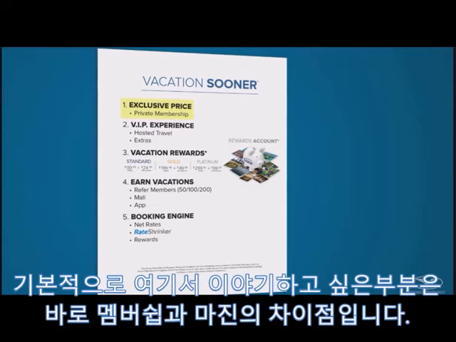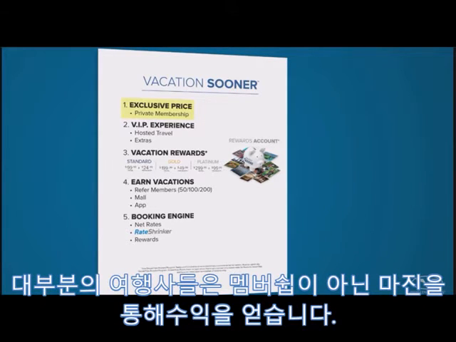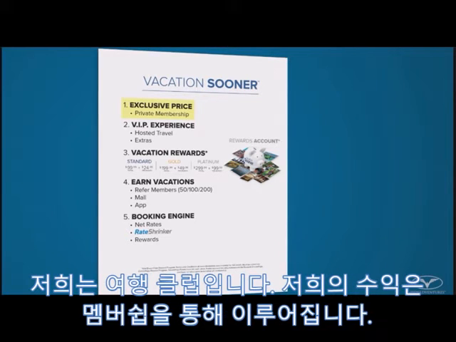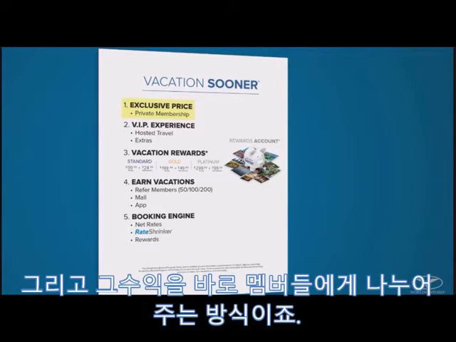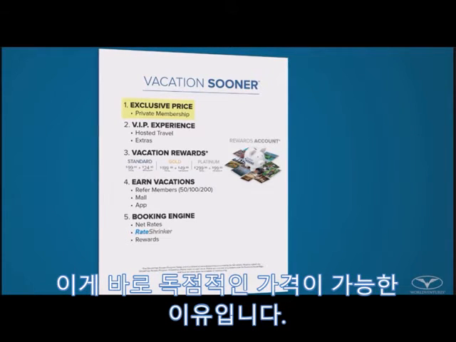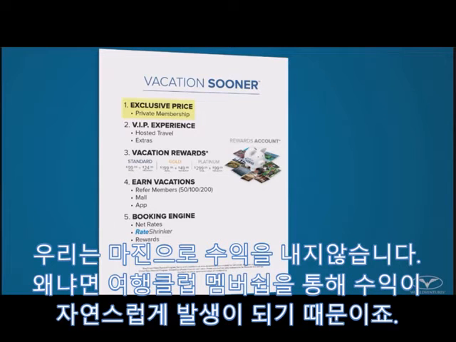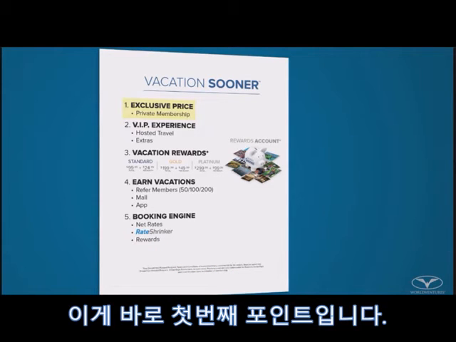Basically what I want to talk to them about here is it's a membership versus a margin. In the travel industry, most travel companies make all their money based on a margin, not based on a membership. Ours is a club. We make all the money on a membership. We pass the savings because of that on to the member. That's how we're getting the pricing, because we're not trying to make money on a markup. We're making our money on people being part of the club as a company. So that's point number one.